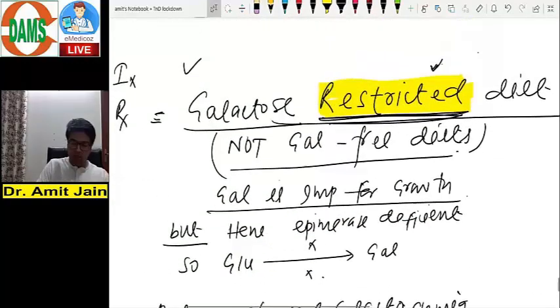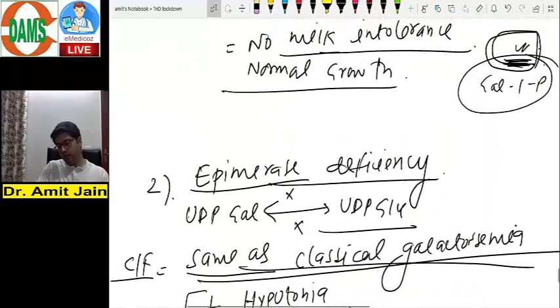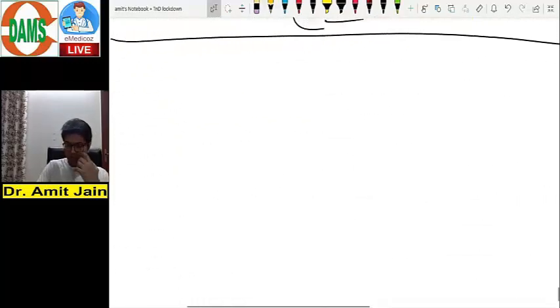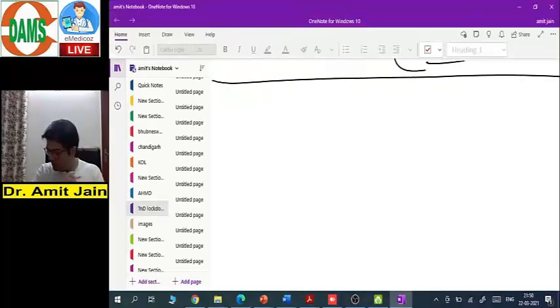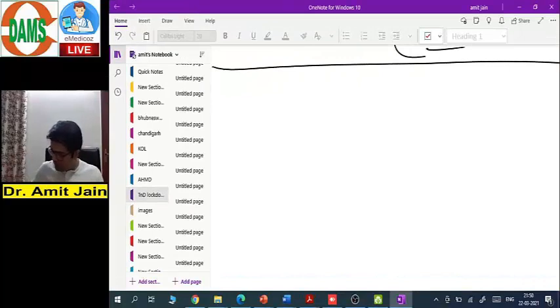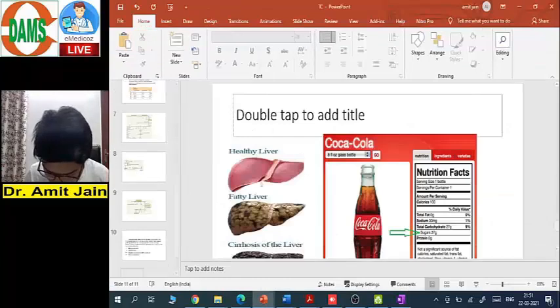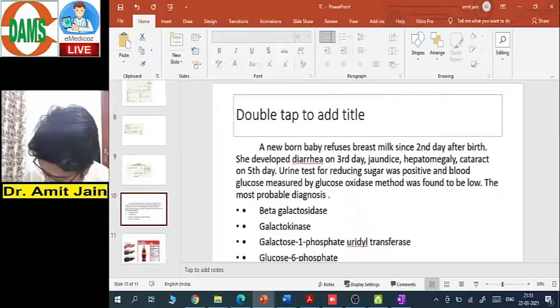Actually, guys, the metabolism of galactose and fructose is similar. But in fructose, I am now trying to revise your fructose metabolism. We will revise the fructose metabolism. First of all, let's take an MCQ related to this topic. So let's take this MCQ.